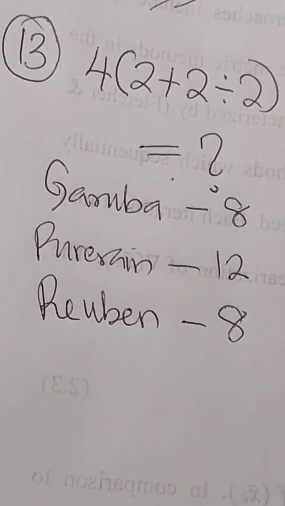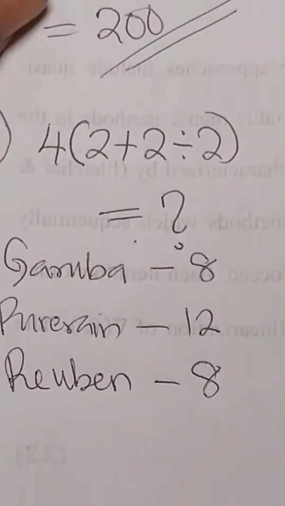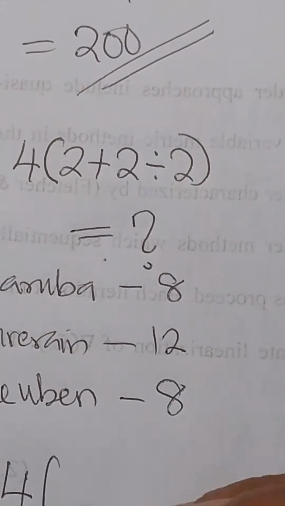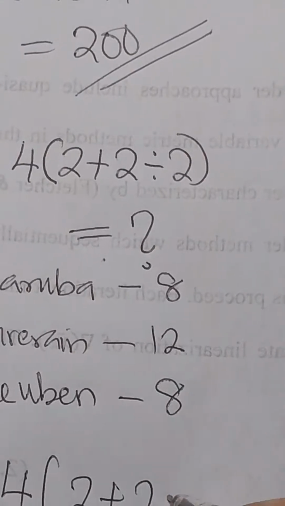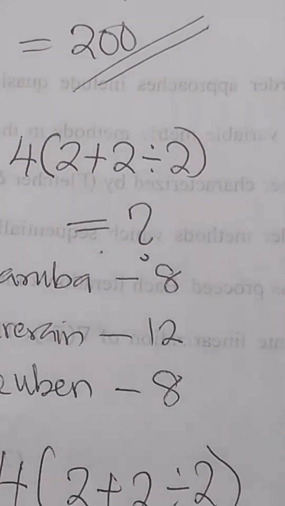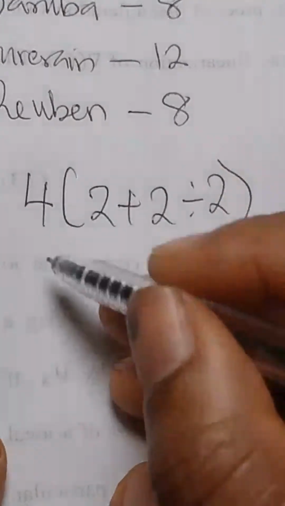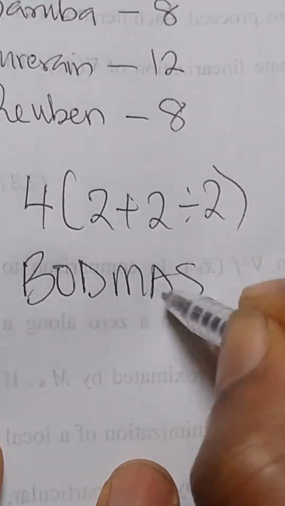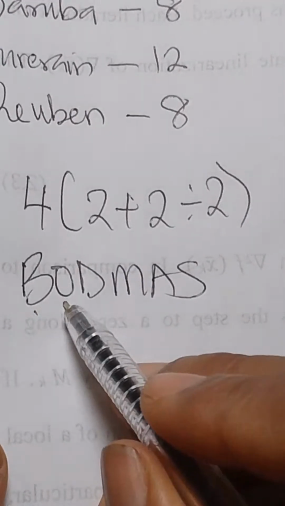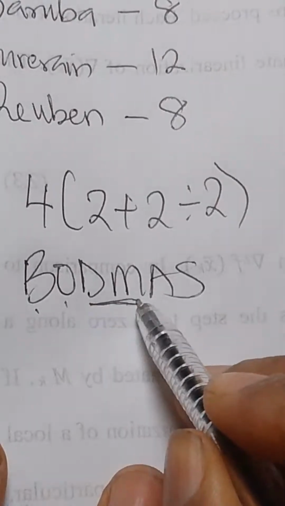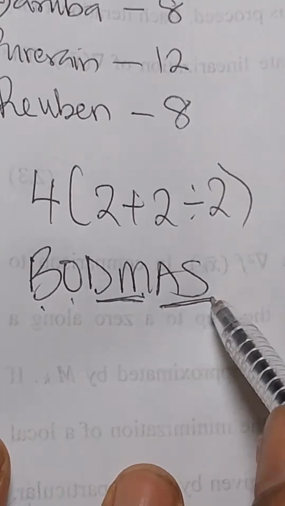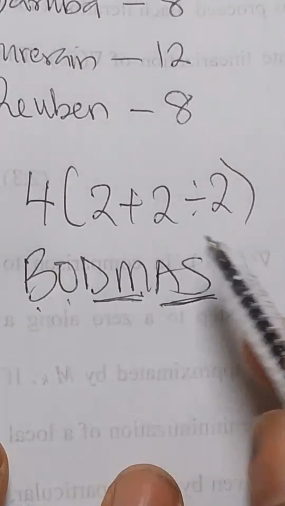Purin, you say, can I ask a question? Please ask your question. So let me solve it, please. We have 4 brackets 2 plus 2 divided by 2, all right? So remember, we are going to use BODMAS. B stands for bracket, O for order, division and multiplication on the same level. You apply the one that comes first from left to right. Addition and subtraction on the same level. You apply the one that comes first from left to right.